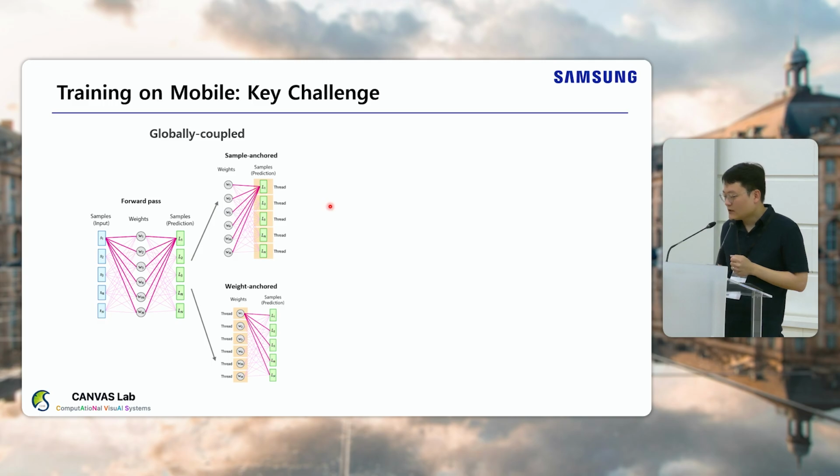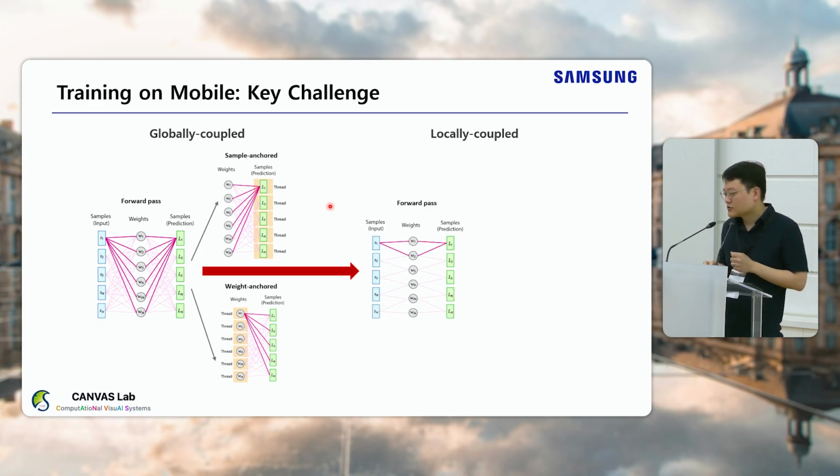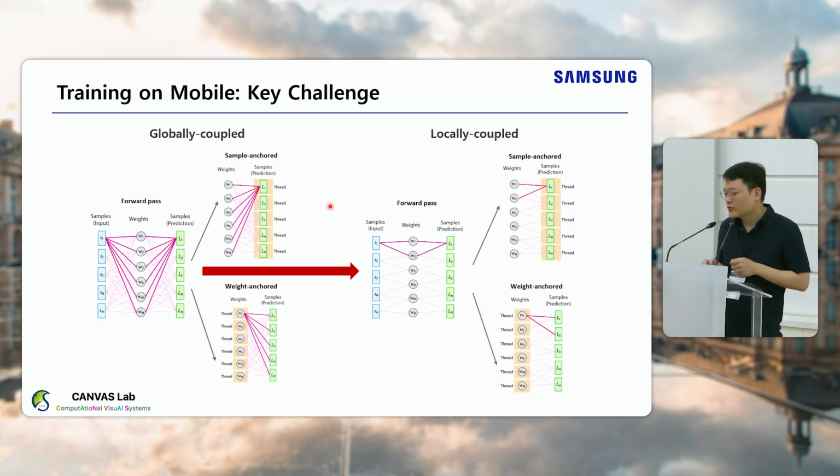Therefore, we thought it natural to shift from a so-called globally coupled chain to a locally coupled chain, where we use only a few weights for predicting radiance from the training samples. By doing so, we can now have a tractable computational complexity. But we still have two approaches. With the so-called sample-anchored approach, we still need to use the atomic operation, and it was still slow. So we decided to go in the second direction.